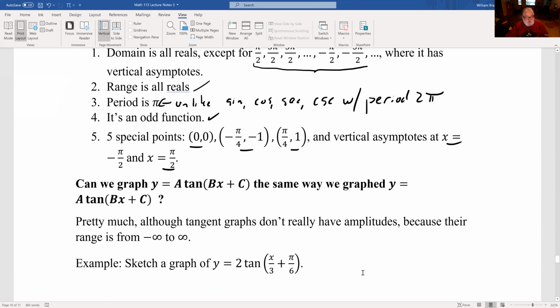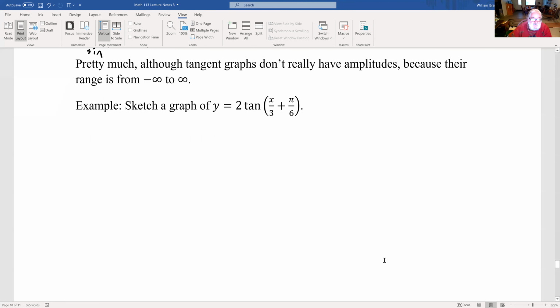So can we graph y equals a tangent bx plus c the same way we graphed y equals, oh, this should be tangent, that's a cut and paste error, sine bx plus c? Same procedure, except you have to keep in mind that they don't really have amplitudes because they go up to plus or minus infinity already anyway. So what's the graph of this going to look like? For tangent, the basic period is between minus pi over 2 and pi over 2.